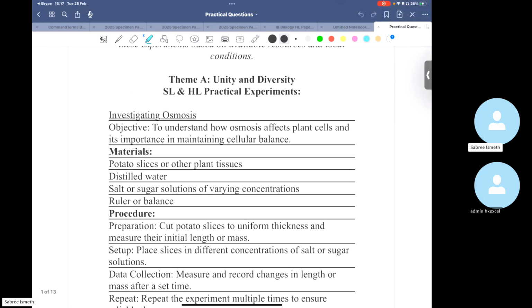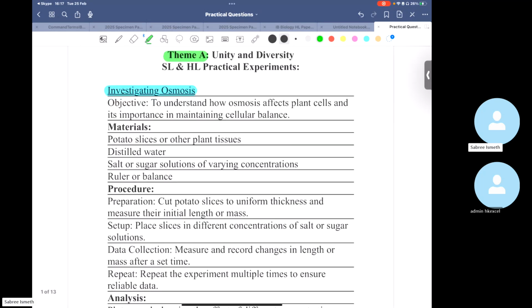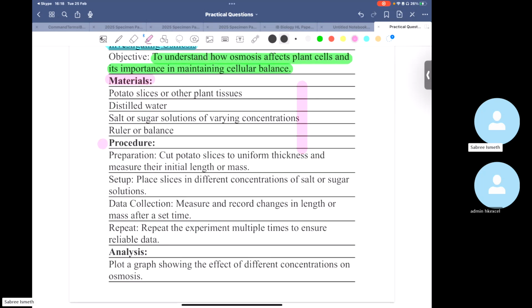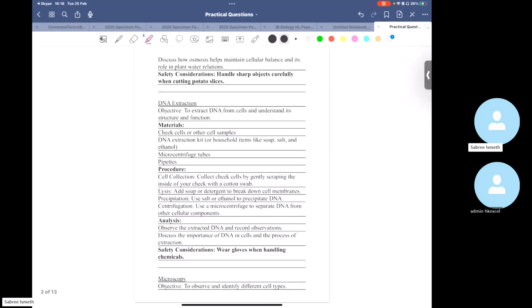For example, in the first topic, in terms of water, we have an experiment to investigate osmosis that falls under theme A in the IB syllabus, which has been divided into 4 themes. We look at what we are trying to investigate here: to understand how osmosis affects plant cells and its importance in maintaining cellular balance. Because it's experimental and the type of questions they can give you is quite challenging, we look at the different materials, we look at the procedure, and we evaluate the procedure. We also look at how we can write the analysis, including the conclusion as well as the discussion in terms of osmosis. So that is the first experiment.